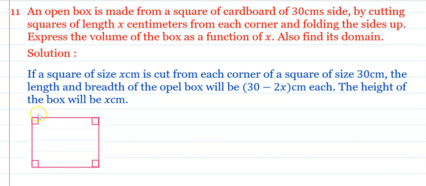Now see this, the total length of this square cardboard is 30 centimeter. And on both sides, we are going to cut x centimeter. Okay, this is the x.